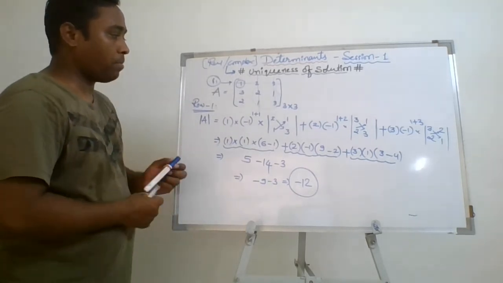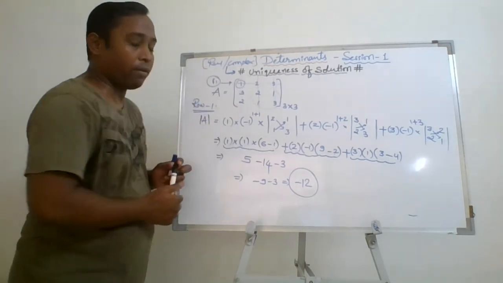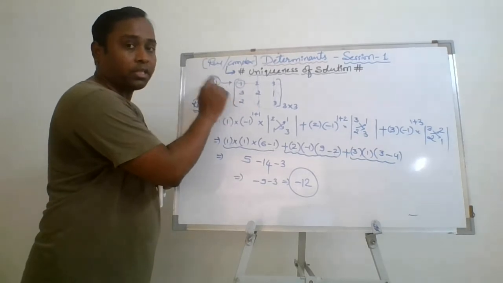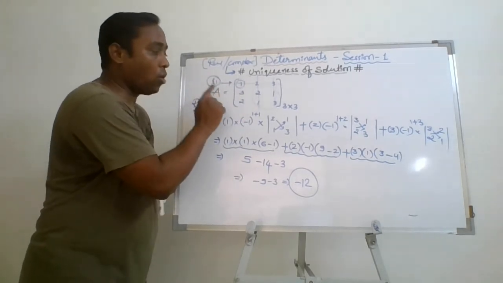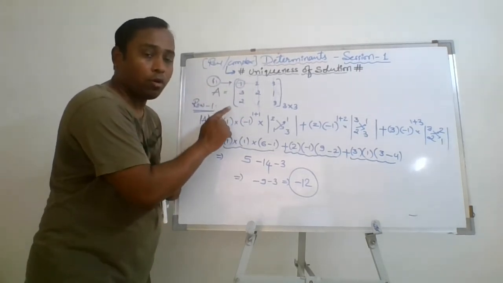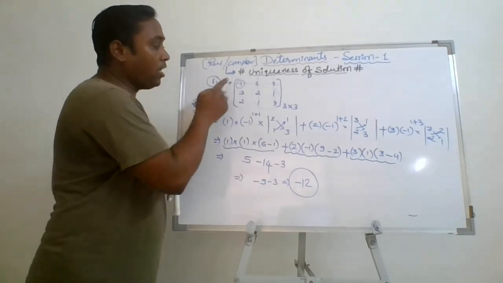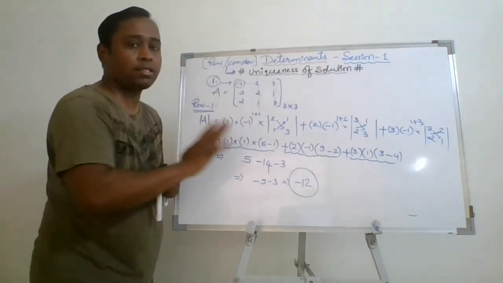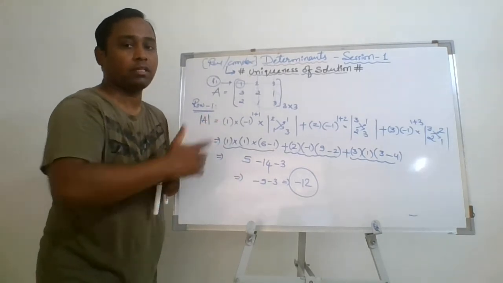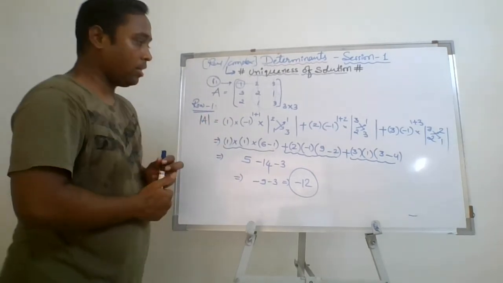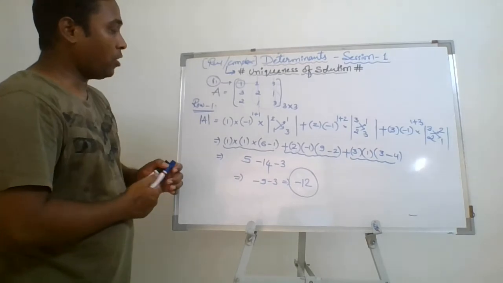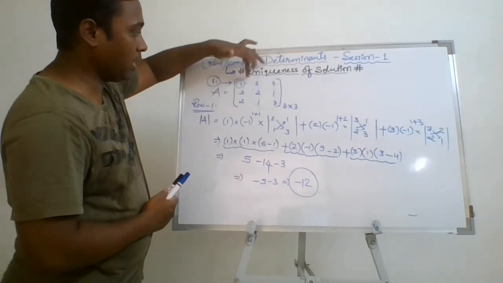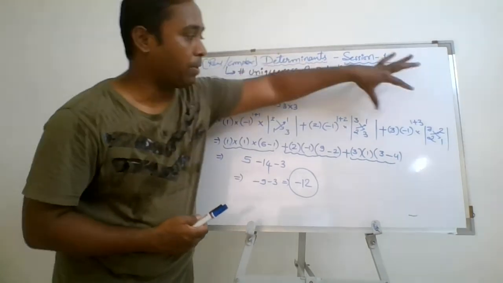Here I have expanded this determinant with the help of R1, that is row 1. You may also use row 2, or row 3. Similarly, you may also go with column 1, column 2, column 3. There are 6 possible cases to find the determinant of a 3 by 3 matrix. It's so simple. When I use row 1, I am using row 1 elements only. There are 3 elements, so 3 products will be coming.